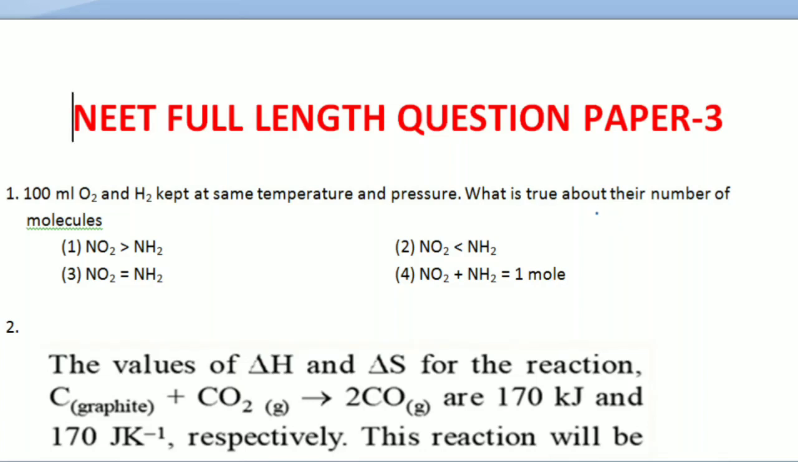In today's class, we are going to discuss the NEET full length question paper, the third one I am going to discuss. If you have not seen the previous two full length papers, please go through those also.